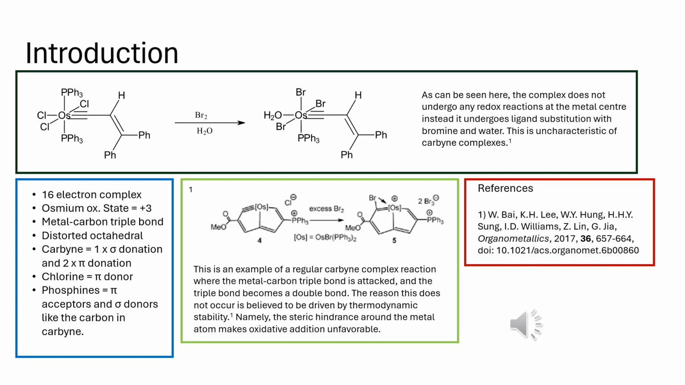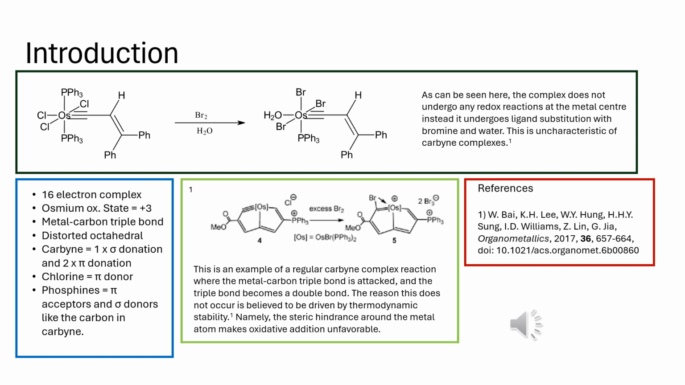Usually, carbyne complexes will react through the metal center via a redox reaction. For example, in the light green box here, the reaction shown is an oxidative addition reaction which turns the triple bond to a double bond and places a charge on the osmium metal. However, if we look at our reaction, which is just above it, there is no addition reaction. Instead, a series of ligand substitution reactions occur.